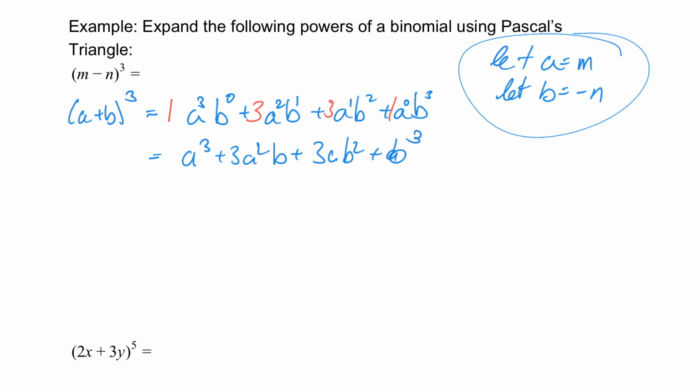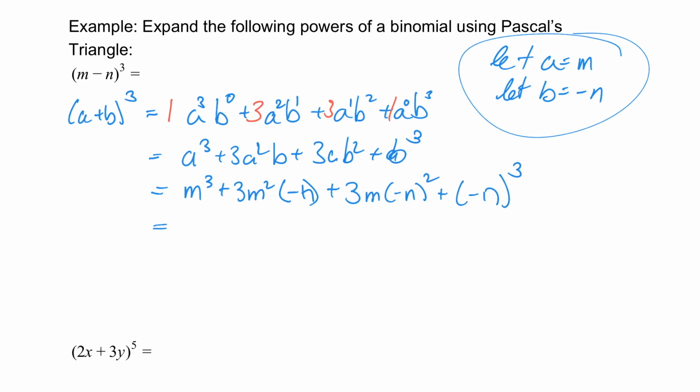Now I'm going to replace what I have with a and b with the actual values that we substituted. And this is where we can see a bit of a difference. Here, substitute m for a. So this just strictly becomes m cubed plus 3m squared. And now this is the tricky part. We need to substitute a negative n for b. So here we get 3m times (negative n) squared. Notice with the brackets that it's all of negative n squared. And then finally replacing b with negative n, so again, all of (negative n) cubed.